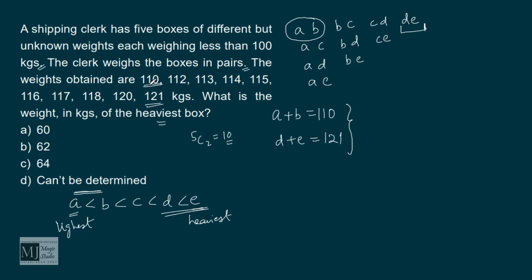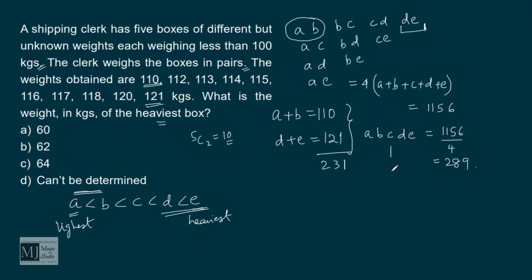Now, if I add up all 10 pairs, what would be the total of all these numbers? I can see that all numbers are coming 4 times. That means the total of all these should be 4 into A plus B plus C plus D plus E, isn't it? Let's quickly find the total of all these 10. And the total of all these 10 is 1156. That means A, B, C, D, E is 1156 by 4. That is 289.